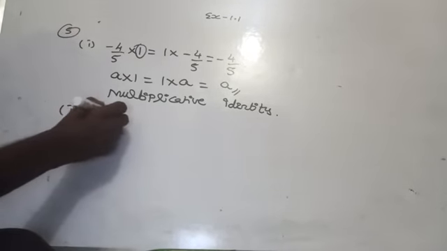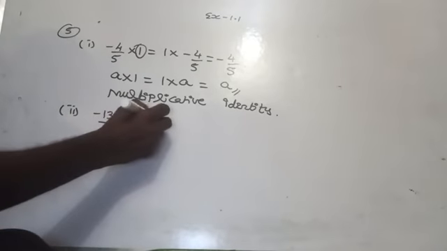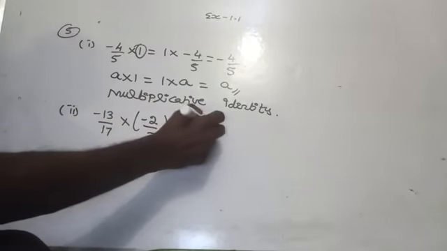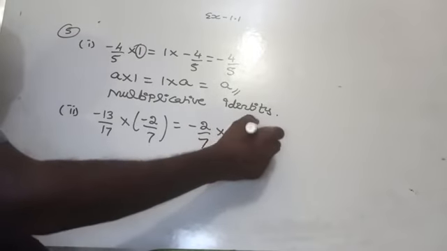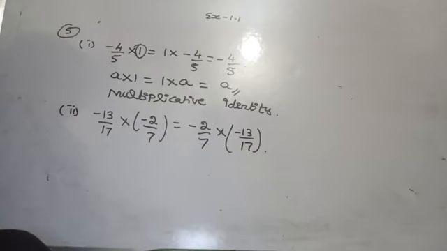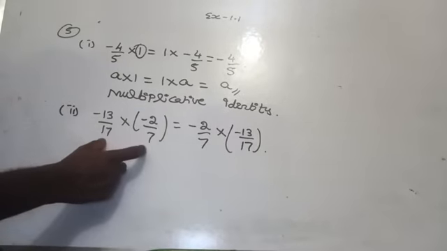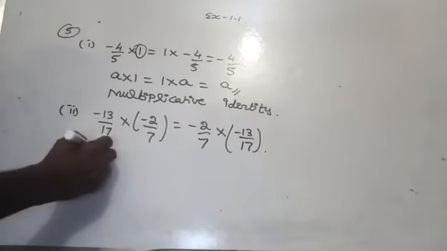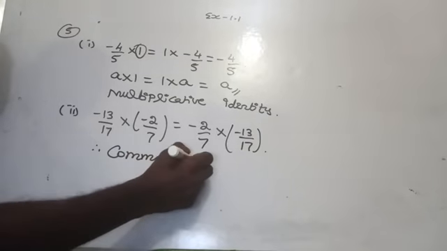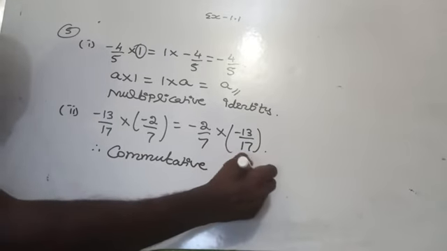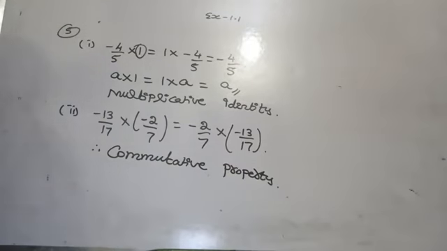Now look at the second part. Minus 13 by 17 into minus 2 by 7 equal to minus 2 by 7 into minus 13 by 17. This morning we discussed that the commutative property is satisfied under multiplication of two rational numbers. That means A into B equals B into A, where A and B are any two numbers. Therefore, the property used here is the commutative property. Are you getting there? Yes.